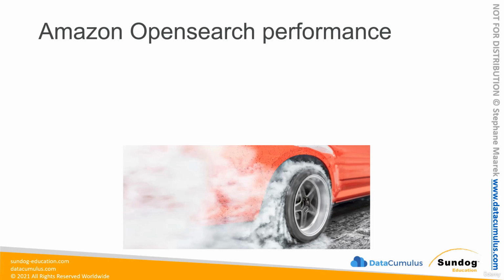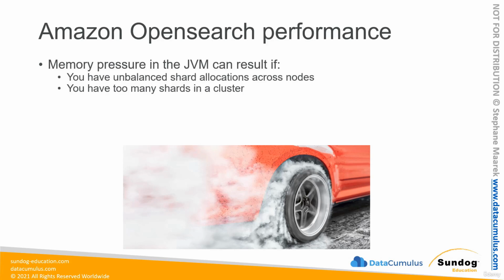A few quick notes on optimizing performance of your Amazon OpenSearch cluster. One thing to think about is memory pressure in the JVM, and a couple of scenarios that can result in that are having unbalanced shard allocations across your nodes. So if you have a certain set of shards that are doing most of the work and a few that are just sitting there doing nothing, that can cause memory pressure on the overworked shards. And when you run out of memory, bad things happen, right? You start swapping memory to disk and your performance tanks, so often that can result in performance issues.